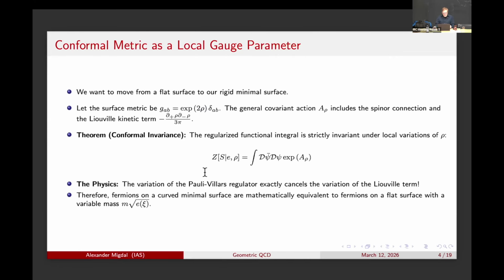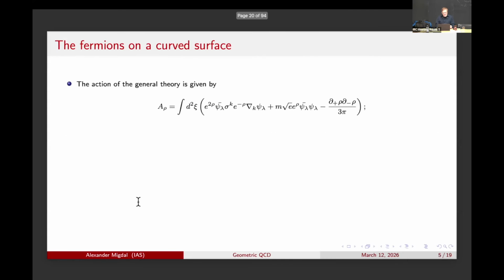So let's consider these fermions on a curved minimal surface, and we claim that they are equivalent to the fermions on a flat surface with a variable mass. There are two formulations of the same theory. So here is the action of the general theory. It involves kinetic energy of fermions. It involves the mass term, and there is this exponential of rho, which acts like a gauge parameter. You could introduce it here, you could use it here, and add it here.